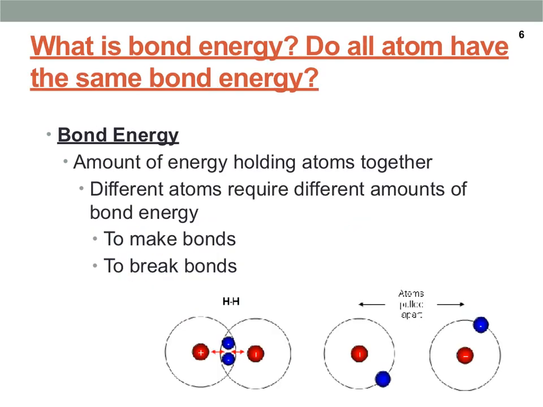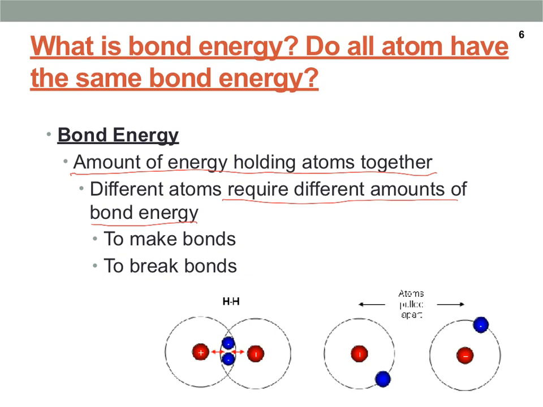What is bond energy, and do all atoms have the same bond energy? The bond energy is the amount of energy holding the atoms together. When bonds form, the electrons in the energy levels are being transferred or shared, so that's where this energy is coming from. Different atoms are going to require different amounts of bond energy because they're going to be sharing or transferring different numbers of electrons, and the number of electrons contributes to the bond energy.